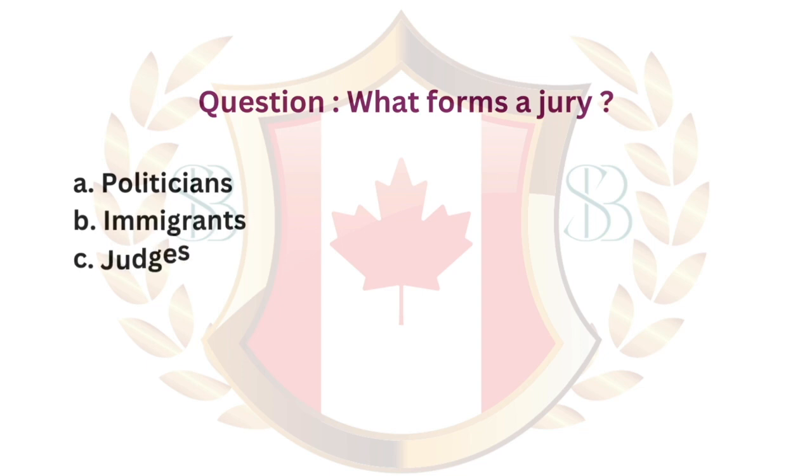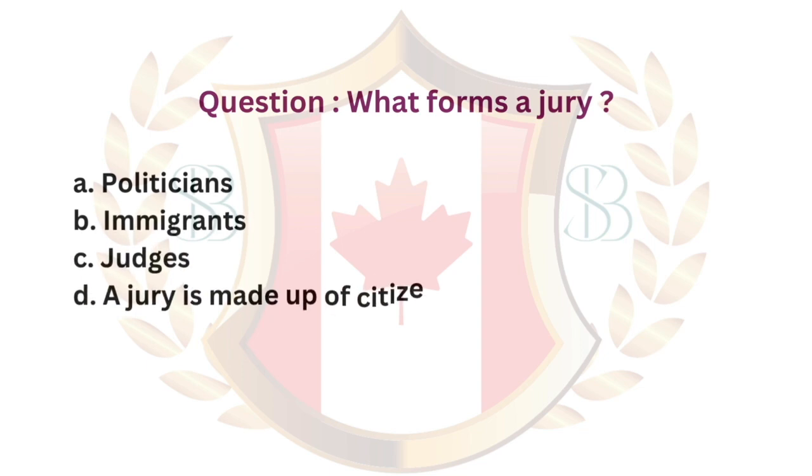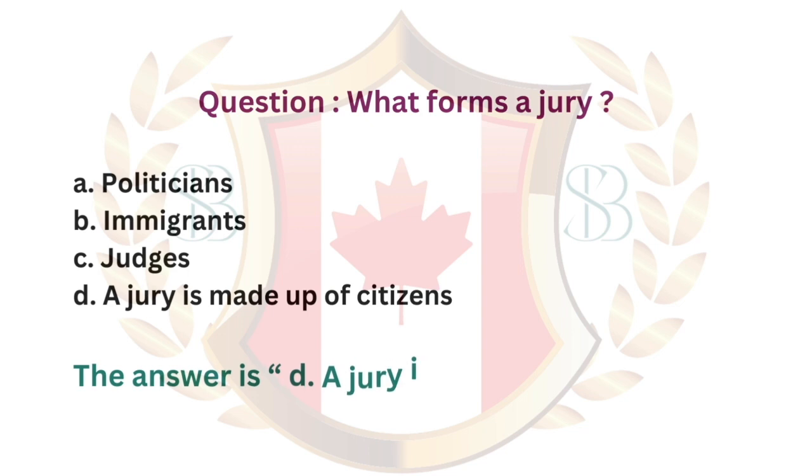Question. What forms a jury? A. Politicians. B. Immigrants. C. Judges. D. A jury is made up of citizens. The answer is D, a jury is made up of citizens.